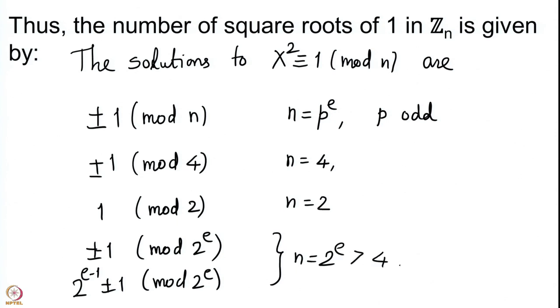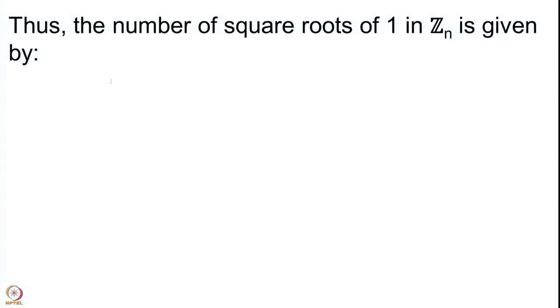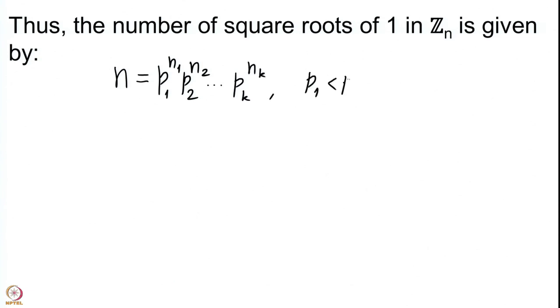So, we will take our n, write its prime power factorization, also put the p_i's in the increasing order. So, p_1 less than p_2 less than dot dot dot. Then we will look at. So, this is what we do, n equal to p_1 power n_1, p_2 power n_2 up to p_k power n_k, and we write it in this way.